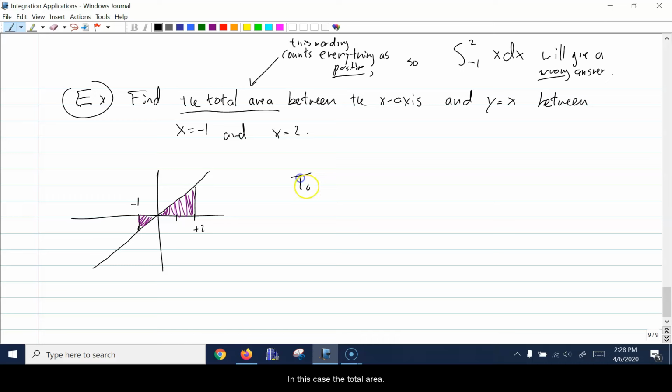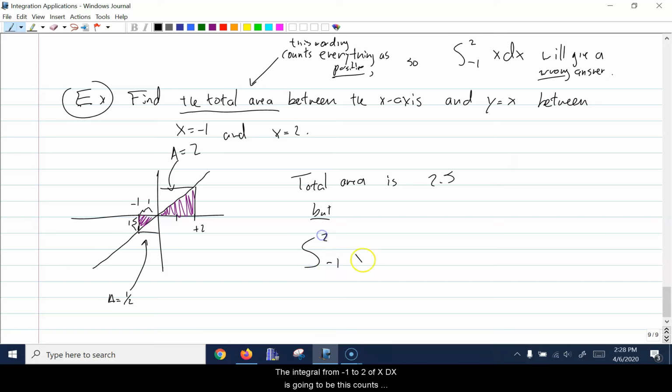In this case, the total area is, I guess I can do this one by hand. This is a triangle whose height is 1 and base is 1. It's half of a 1 by 1 square, so this area is a half. This area is half of a 2 by 2 square, which would have area of 4, so this area is 2. So the total area is 2.5, but the integral from -1 to 2 of x dx is going to be, this counts as positive and this counts as negative, so it'll be 2 minus a half is 1.5.